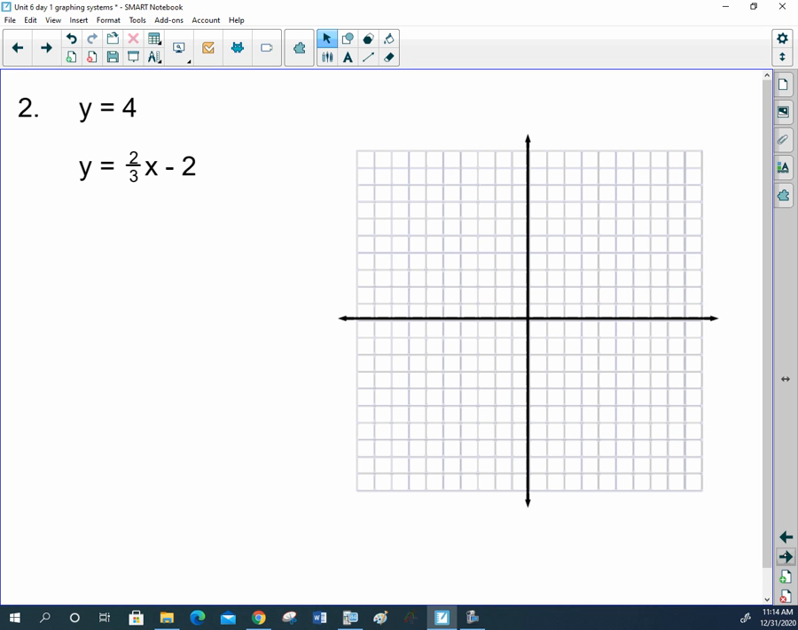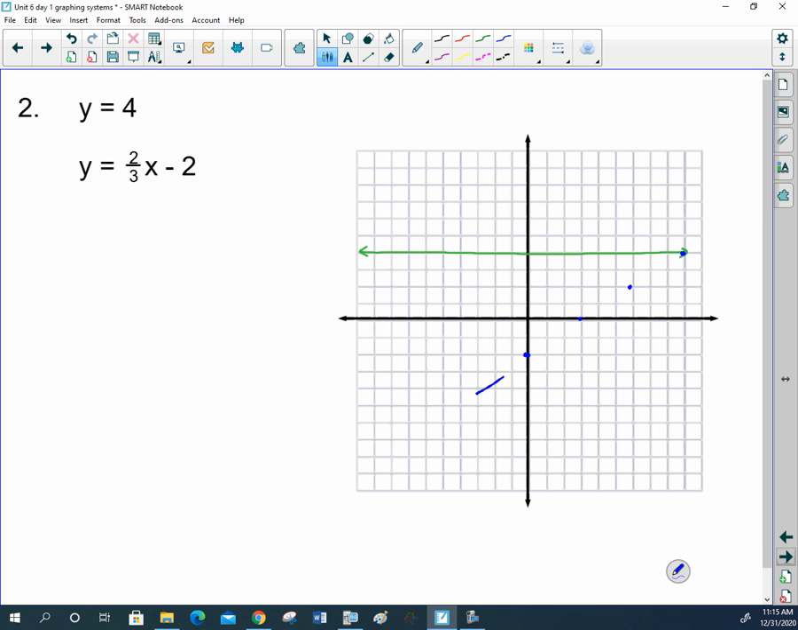Okay, next one looks like it's two lines again. The top line, if you'll remember, is a horizontal line when it's y = 4. So we'll just go up to 4. 1, 2, 3, 4. Draw our line. And then the second line is a slanted line with a y-intercept at -2. And then I'm going to go up 2/3, up 2/3, up 2/3.